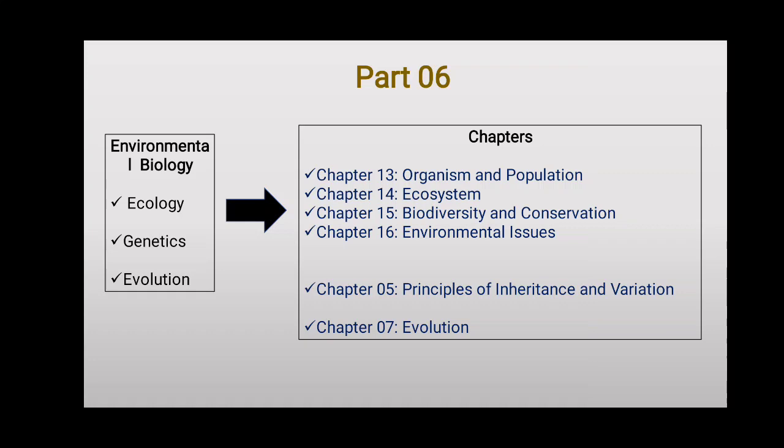Ecology has 4 units in class 12, that is chapter number 13, organism and population, and chapters 14, 15 and 16. These three are ecosystem, biodiversity, conservation and environmental issues. These chapters deal with the ecological part of the syllabus. And chapter number 5 from class 12 deals with genetics.